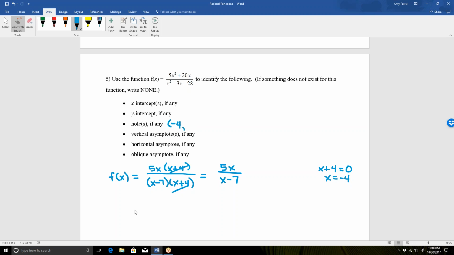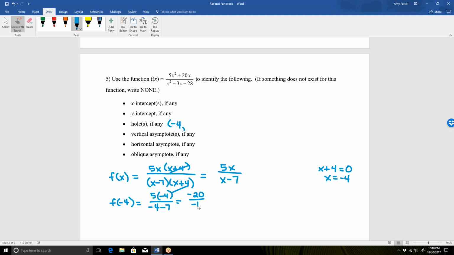Now, I can find the y coordinate. In fact, why don't I do that really quickly? I don't have to find these in any particular order. Let me go ahead and finish the hole. So to find the y coordinate of that hole, I'm going to find f of negative 4. I do need to use the reduced function, not the original function. If I use the original function, I'm going to get 0 over 0, which is undefined. So that would not be helpful.